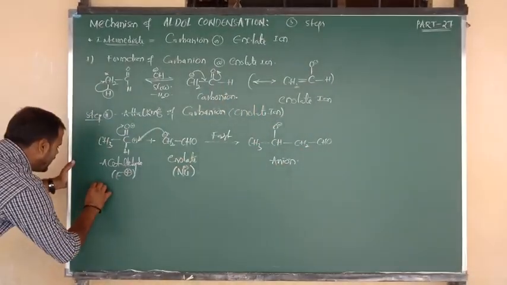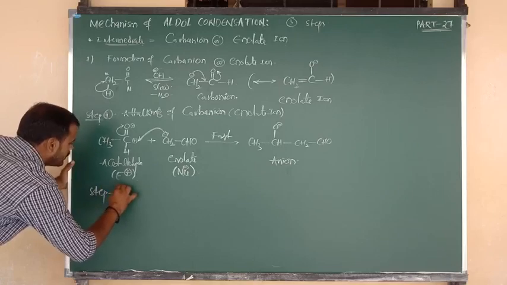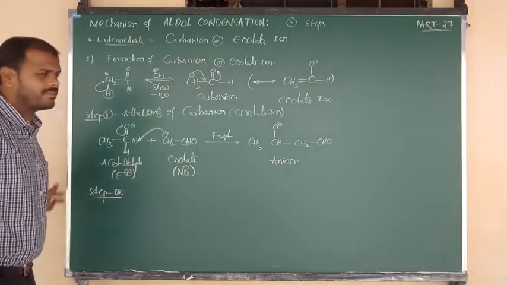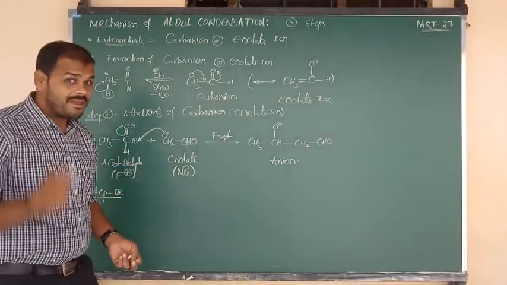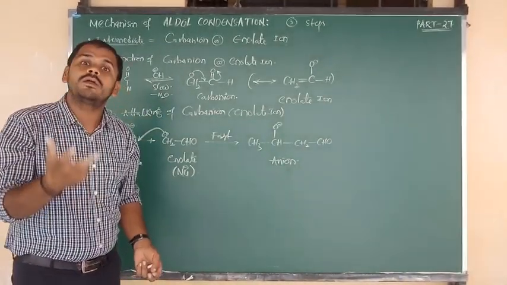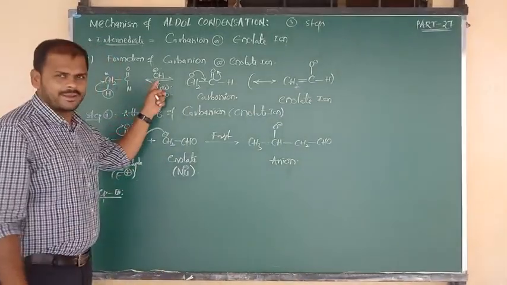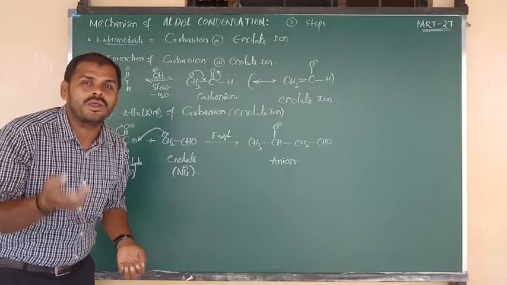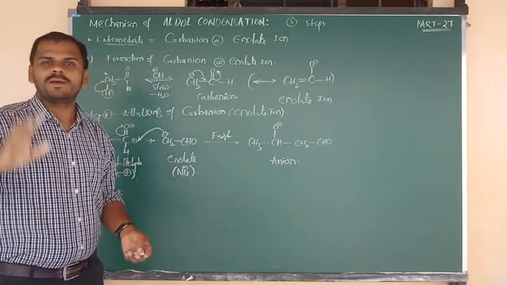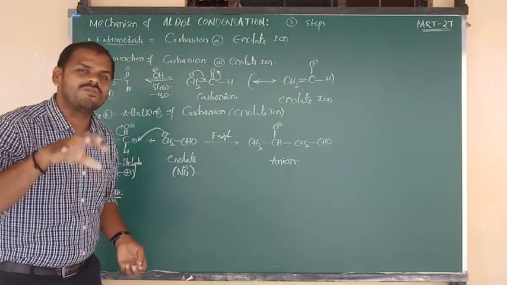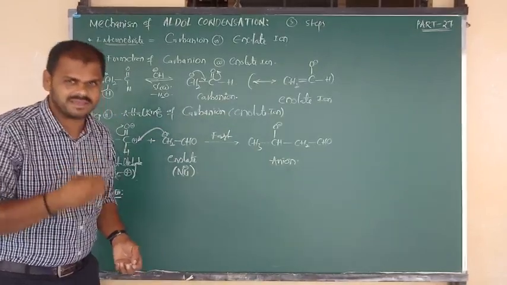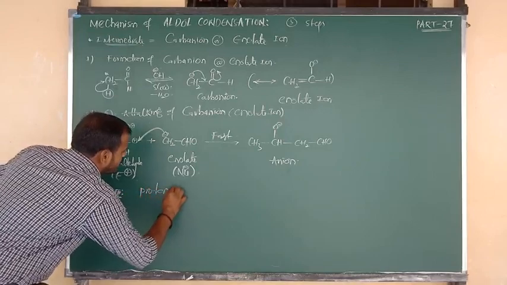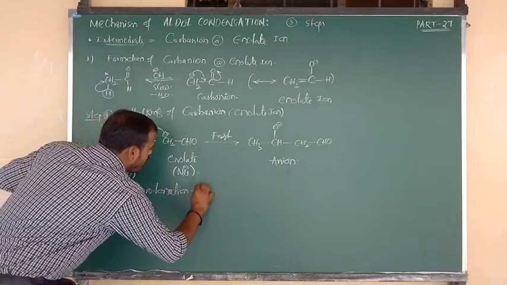Now step number 3. So in step 3, what is going to happen? Simply very easy. Actually in aldol condensation, we consider it starting with dilute base. The base we have taken is OH minus, but dilute condition is there. Dilute is nothing but water molecule that contains H plus and OH minus. From that water, now we are going to consider the H plus, nothing but protonation from water.